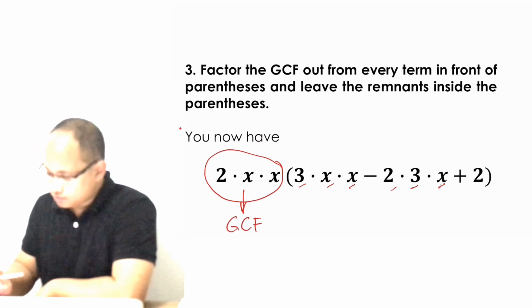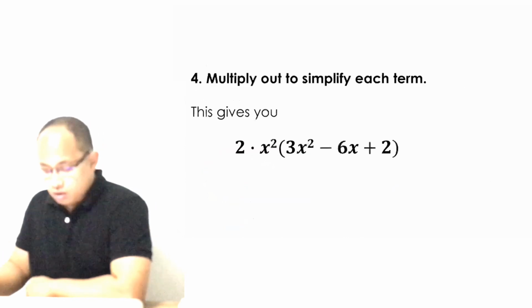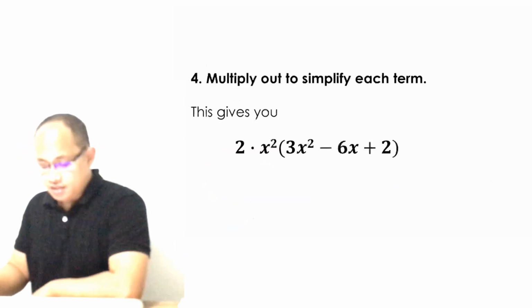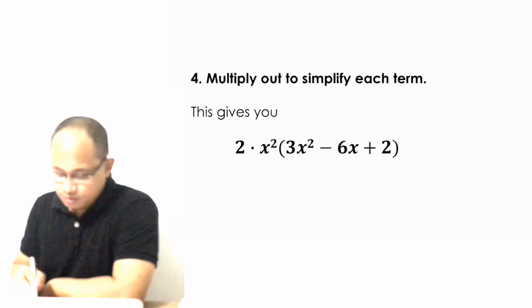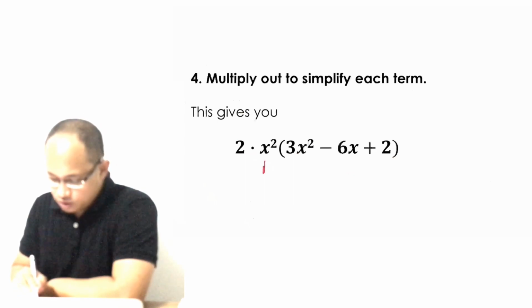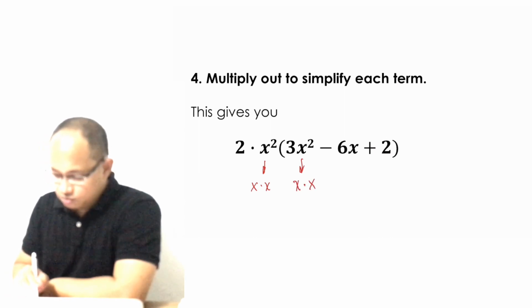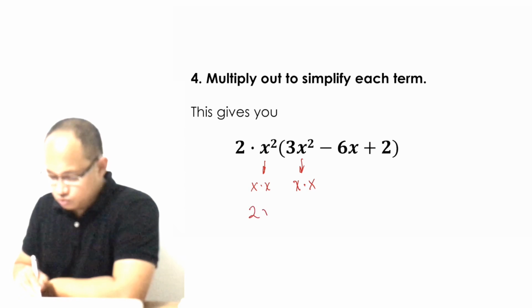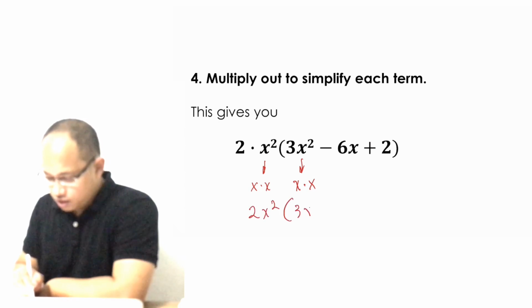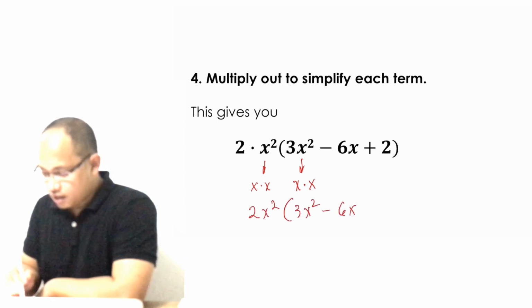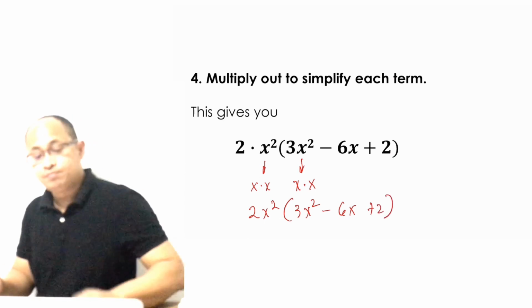Okay? Next. Fourth, multiply out to simplify each term. Alright, so we have to simplify now. Notice this one is x times x. This one is x times x. So we combine it, we simplify it now. It becomes 2x squared times 3x squared minus 6x plus 2.